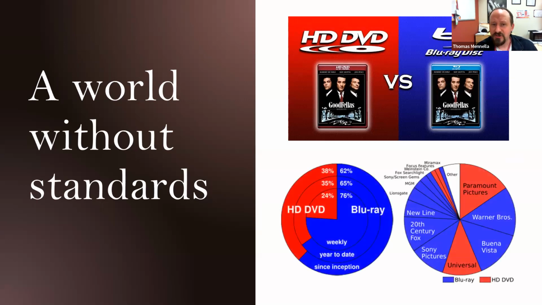There was different market share of these formats. Different studios released their movies in one format or another. So if you were both a Sony Pictures fan and a Universal fan, you had to buy both of these players because Universal only put movies out in one and Sony in the other. It's a mess. And the reason it was a mess is because there was no standard, no universal consensus for how the world would watch HD DVDs, high definition digital videos.